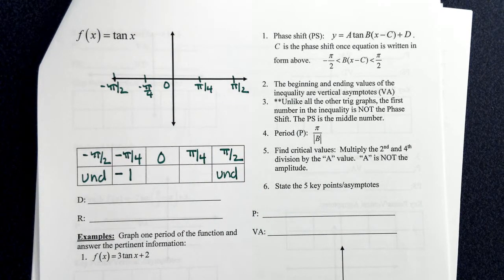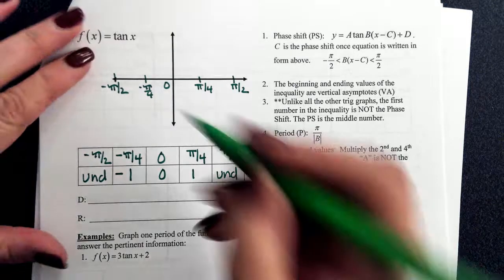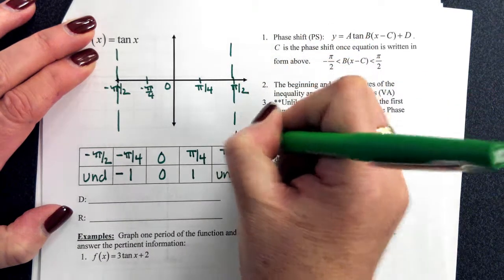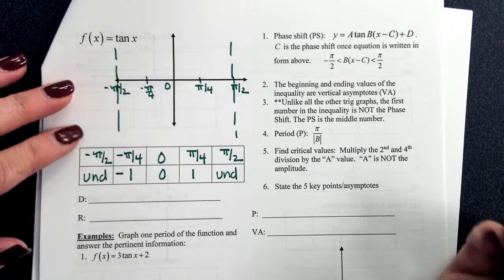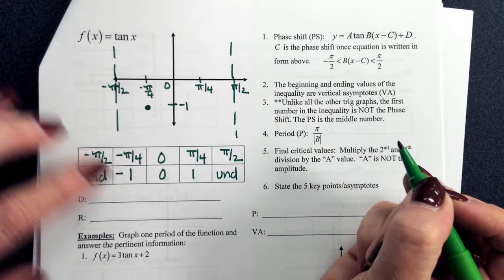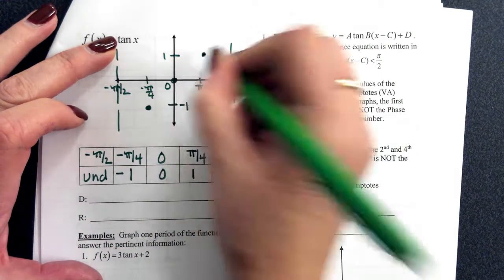Tangent of 0 is 0. Now we're going into quadrant 1. Tangent of pi over 4: is tangent positive or negative in quadrant 1? Positive, so it's going to be positive 1. So then I can start constructing the graph for tangent. Again, at negative pi over 2 and positive pi over 2, I have my vertical asymptotes. At negative pi over 4, I have a value of negative 1. Then I have the point 0, 0, and then at pi over 4, I have the value of 1.